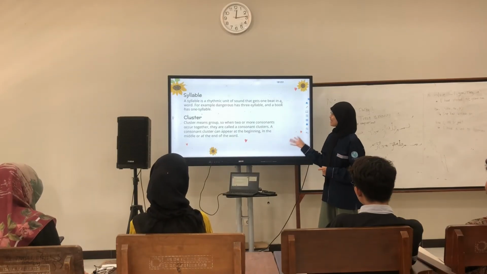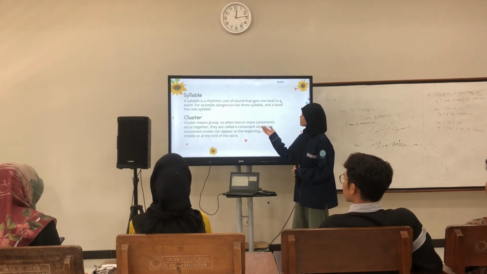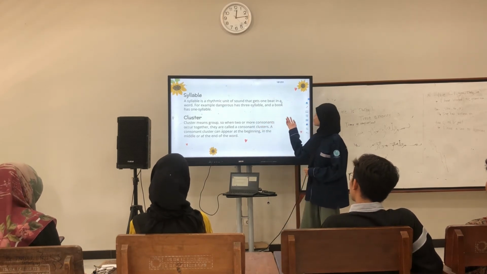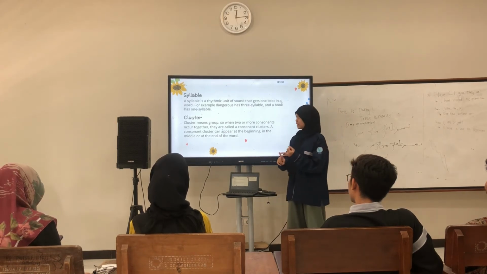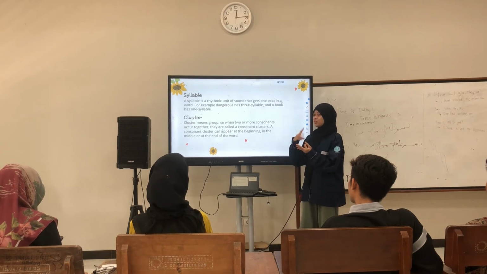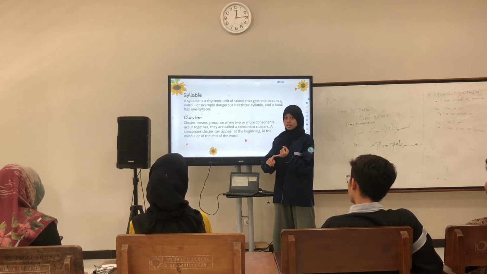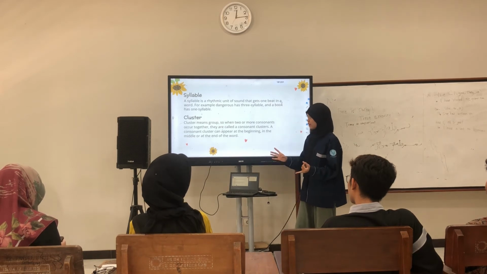Next is syllable and cluster. A syllable is a rhythmic unit of sound that gets one beat in a word. For example, dangerous has 3 syllables, and book has 1 syllable. A cluster means a group. When 2 or more consonants occur together, they are called a consonant cluster. A consonant cluster can appear at the beginning, in the middle, or at the end of a word.